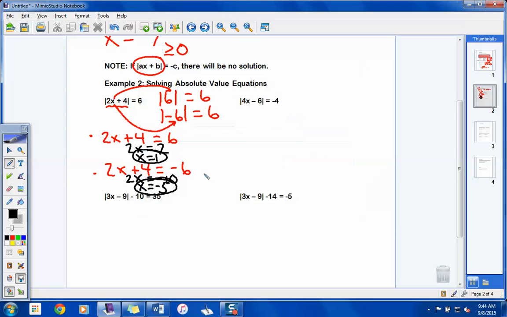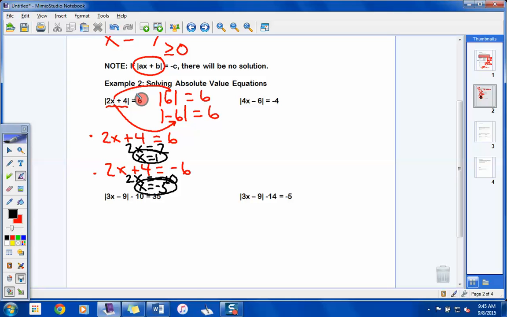So what are your two solutions there? Positive 1 and negative 5. Okay? Now, guys, I want to point out the first number I look at out here is that one right there. I want that number that's not inside of absolute value signs to be either positive or 0.